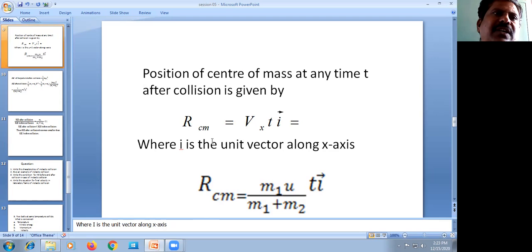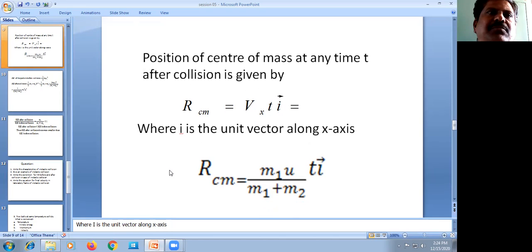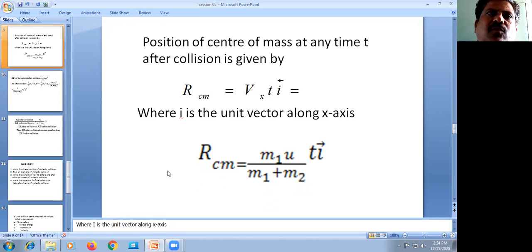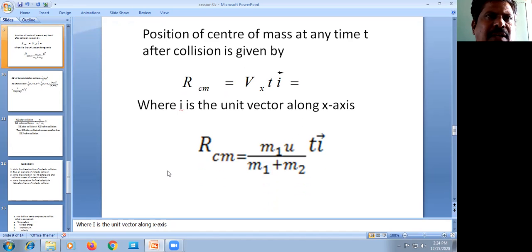Here Vx is nothing but the velocity of the center of mass of the particles at an instant of time t, and i is the unit vector along the x-axis. Therefore, the position vector of the center of mass at that instant t after collision is given by R_CM equals m1 u divided by m1 plus m2, into t, into i.